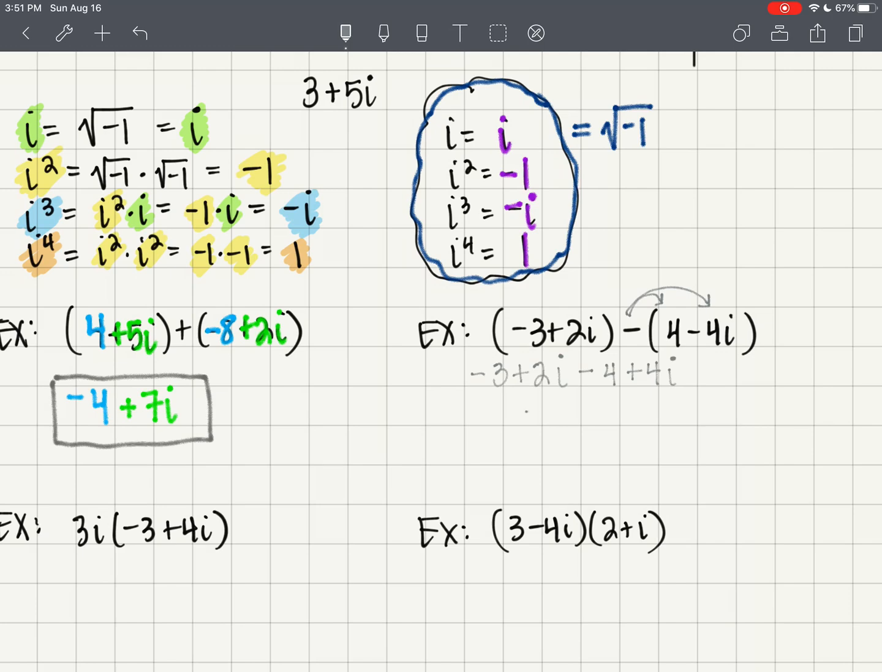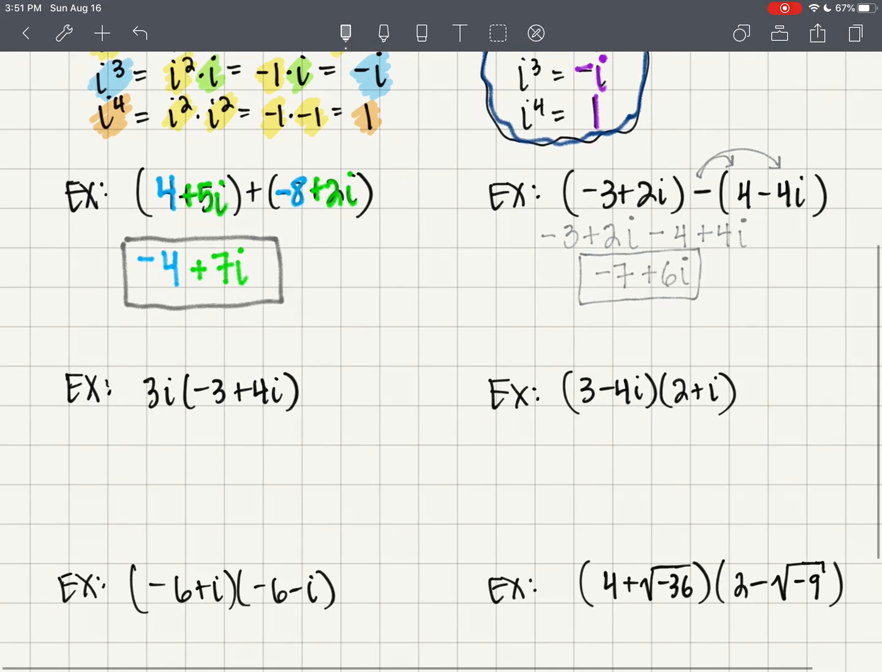-3 minus 4 is -7. 2i plus 4i is +6i. And our answer is -7 plus 6i. And here we are with the multiplication.